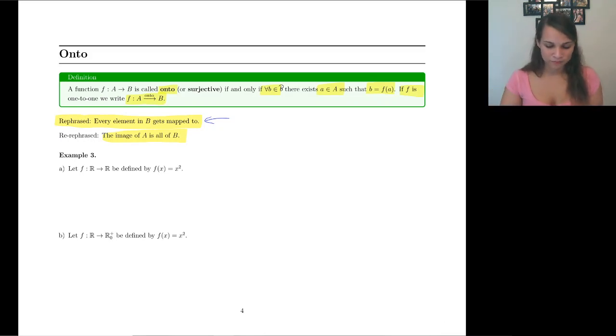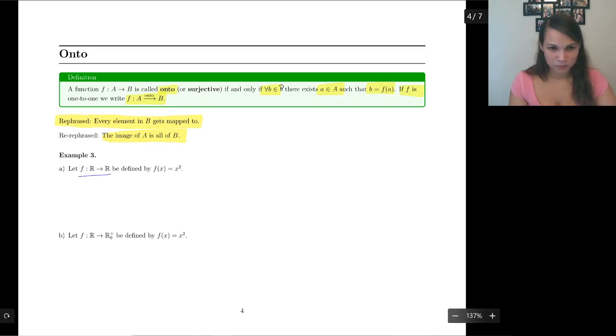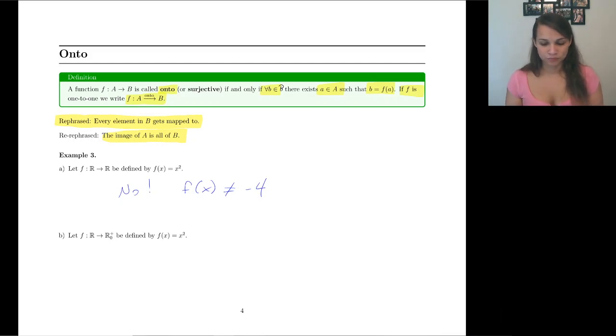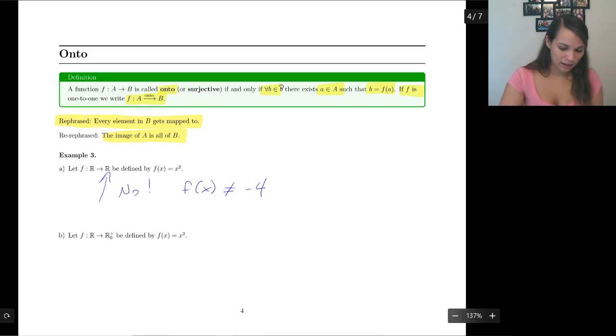It's much more intuitive. For example, let's go back to our x squared example. We love him. We say that f from R to R is defined by x squared. Is this onto? The answer is going to be no, because f of x will never be equal to something like -4. Unless you stick a complex number in, which we're not doing. None of that funny business. So it's never going to hit the negatives. So we're not onto. We did not map to everything in B.